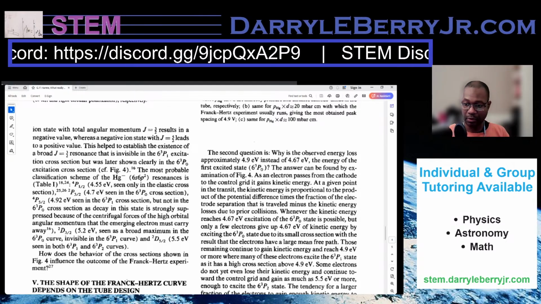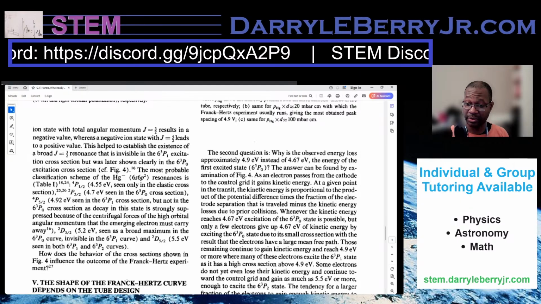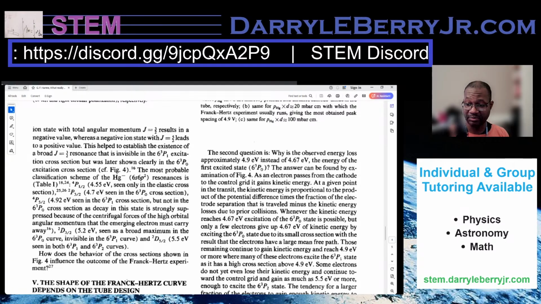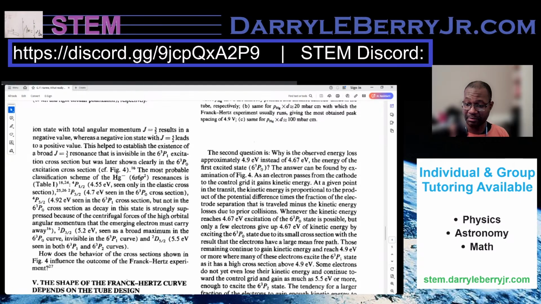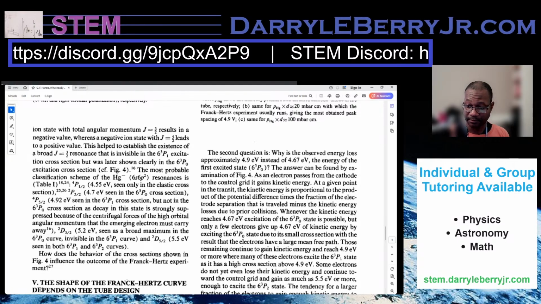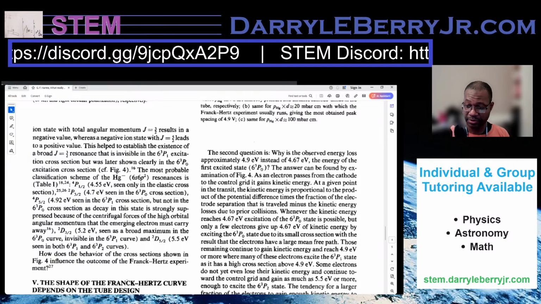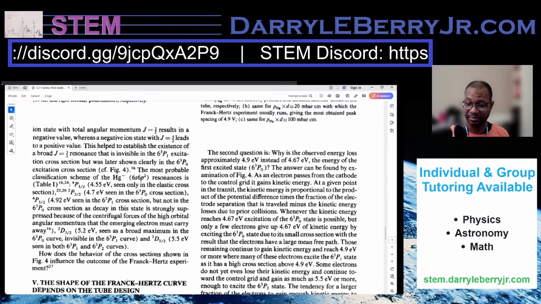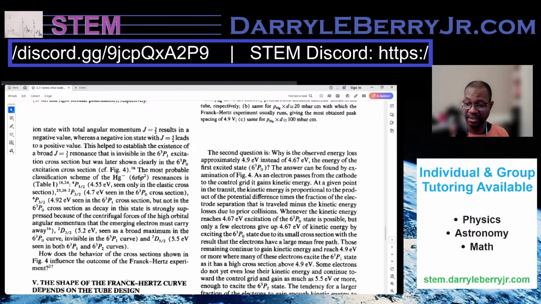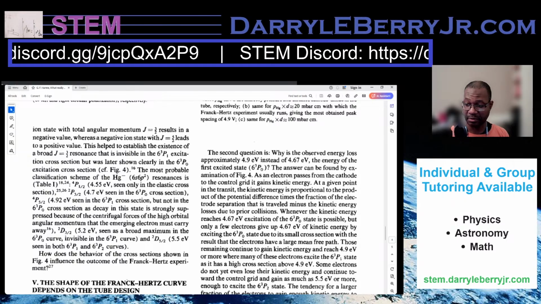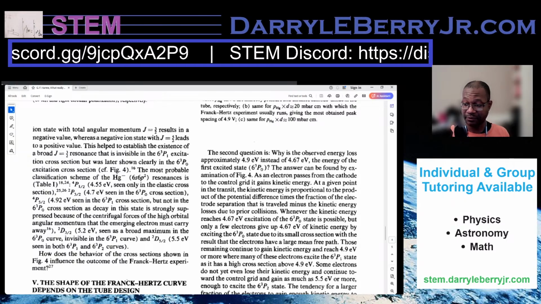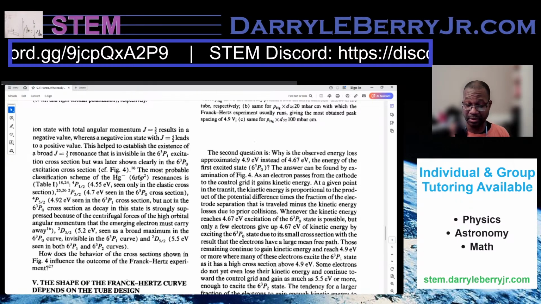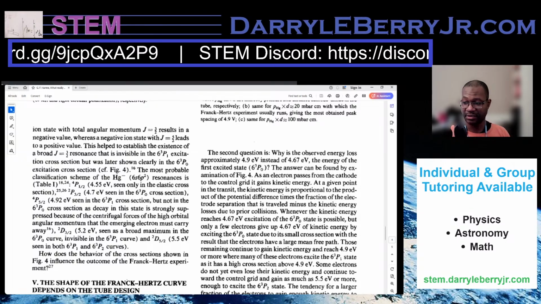But in the 6³P0 cross-section, decay in this state is strongly suppressed because of the centrifugal forces of the high orbital angular momentum that the emerging electron must carry away. In ²D3/2, 5.2 electron volts, seen in its broad maximum in the 6³P0 curve, invisible in the 6³P1 curve, and ²D5/2, 5 electron volts, seen in both 6³P1 and 6³P2 curves. Man, that's some detailed analysis.